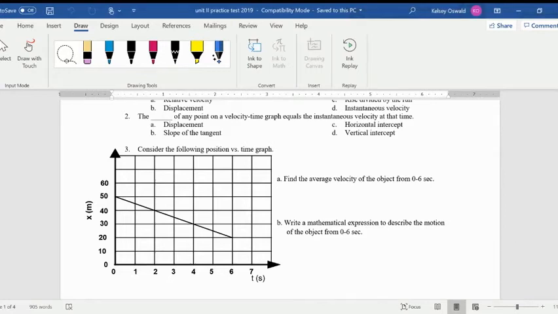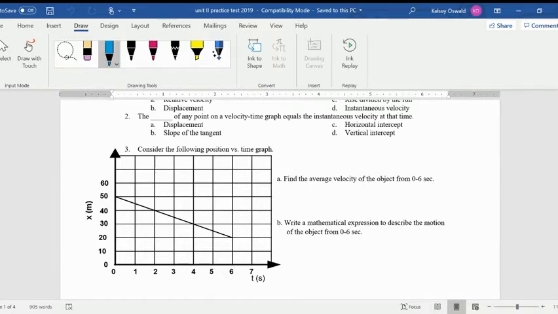Right, guys. So we are going to walk through some of the math problems from the Chapter 2 practice test. We're going to get started with number 3. For number 3, we are given a position versus time graph. First, we want to find the average velocity of the object from 0 to 6 seconds.